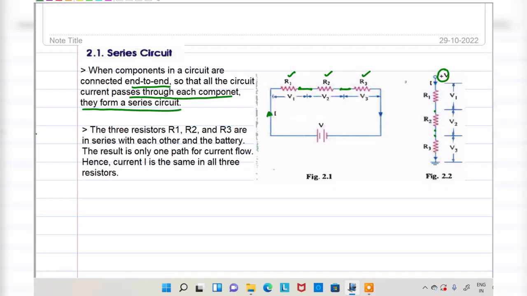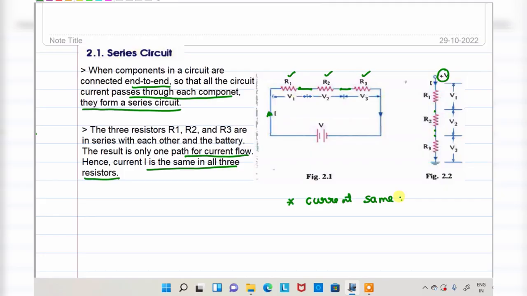In a series connection, what will happen here? If the resistors R1, R2 and R3 are in series with each other and with the battery, the result is only one path for the flow of current. Very important: only one path for the flow of current, hence the current I is the same for all three resistors. Every student has to remember, from the examination point of view, that in a series circuit, current is the same.